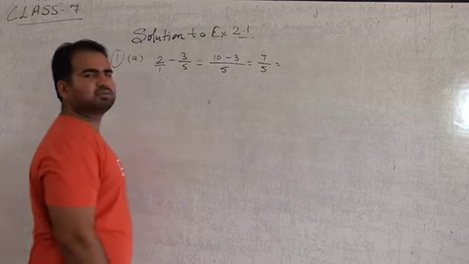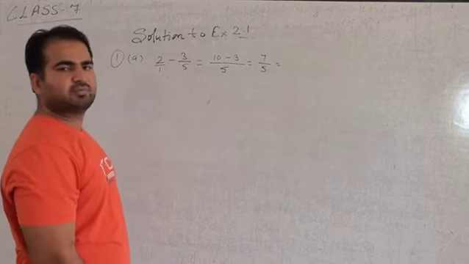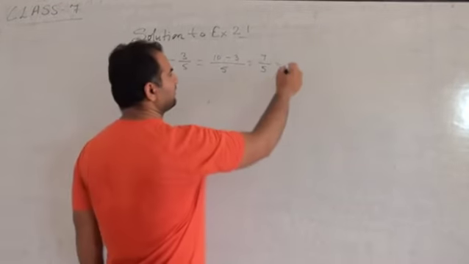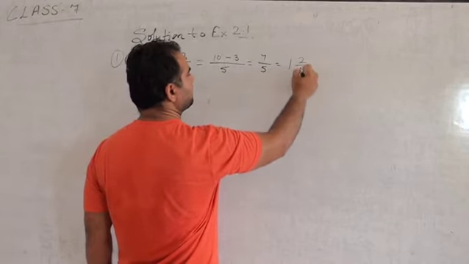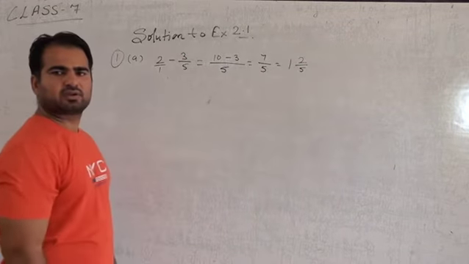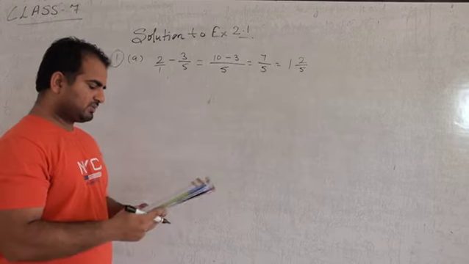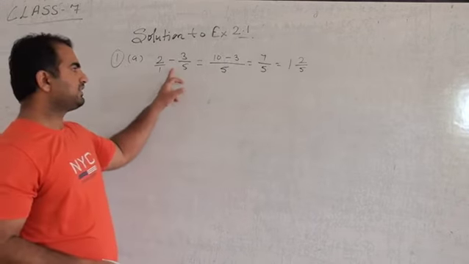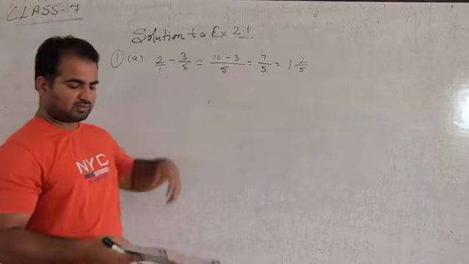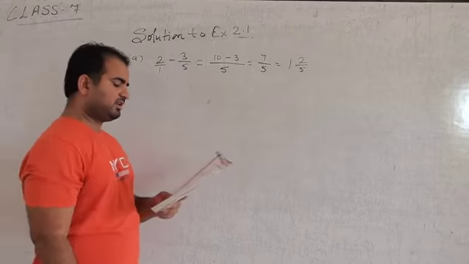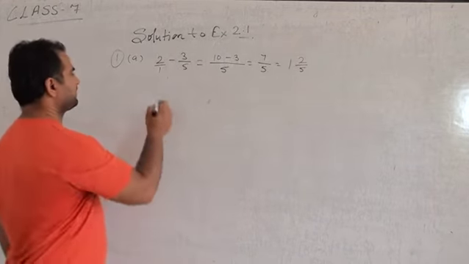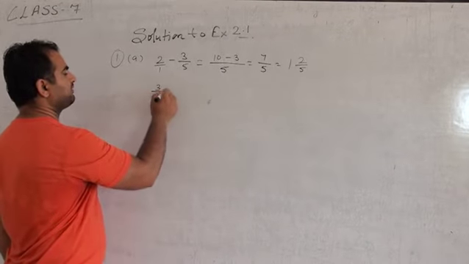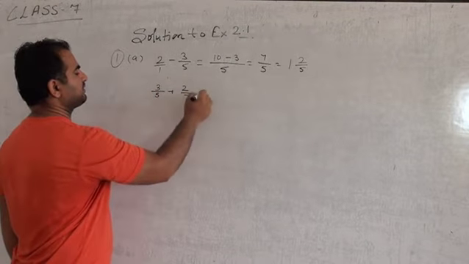And we have to give the answer in mixed fraction, so it will be 1 2 by 5. Done? Question number second. It is as it was before. If there is a positive sign, then you have to add them. Question number third, 3 upon 5 plus 2 upon 7.